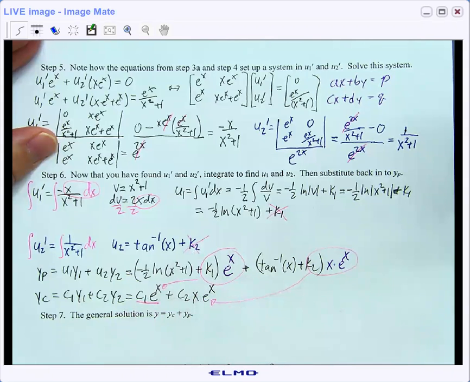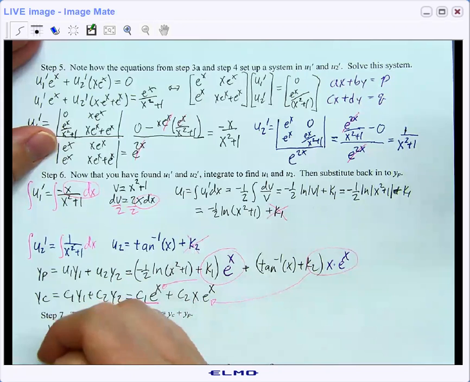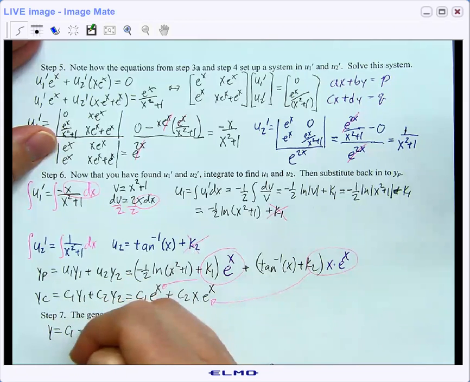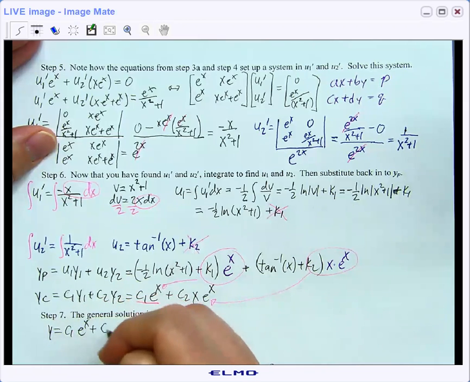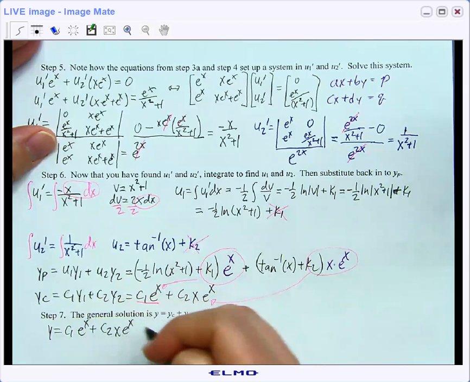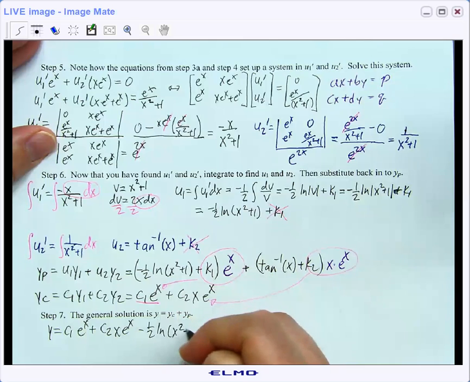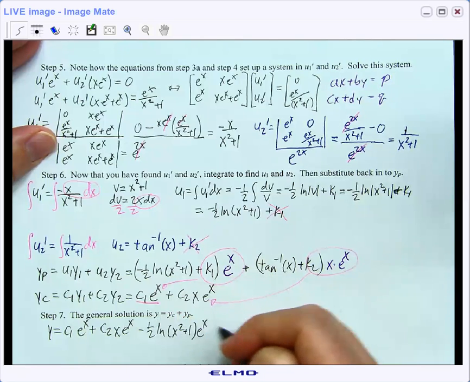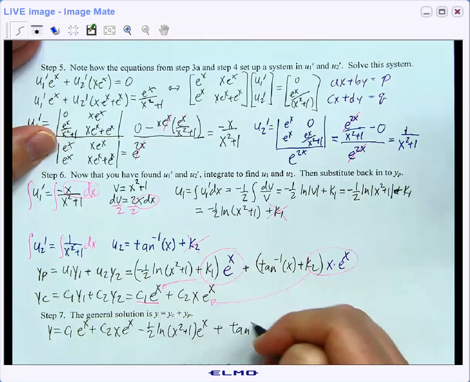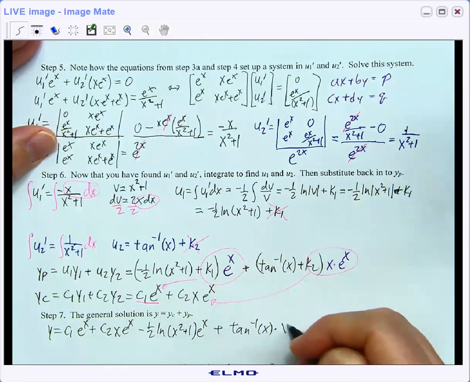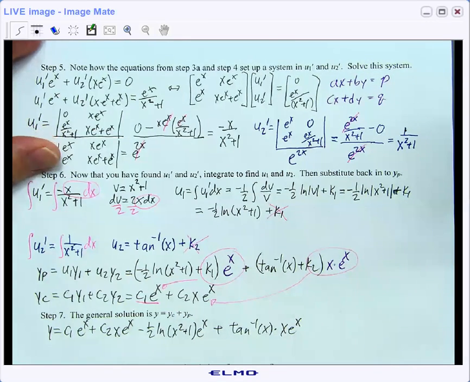So we can then make our general solution: y equals c1 e to the x plus c2 x e to the x minus 1/2 natural log of x squared plus 1 times e to the x plus inverse tangent of x times x e to the x. And there is our general solution.